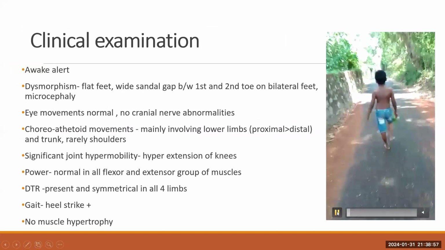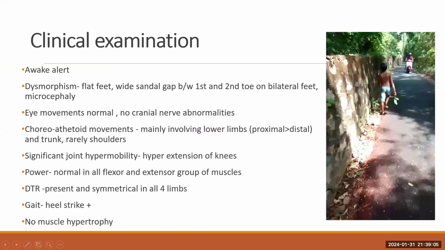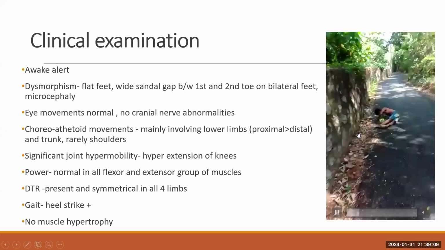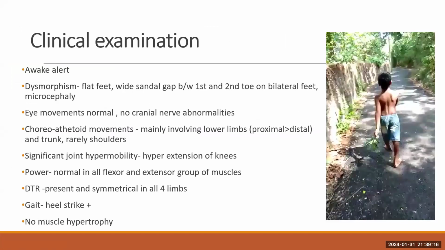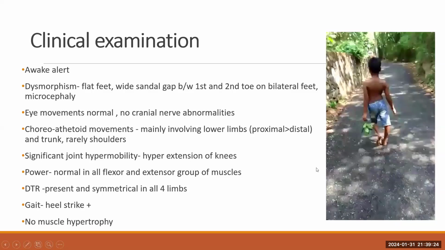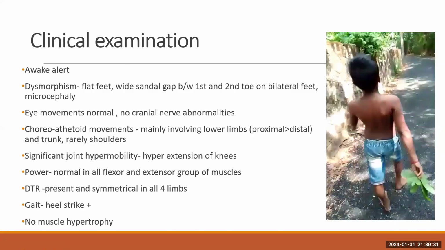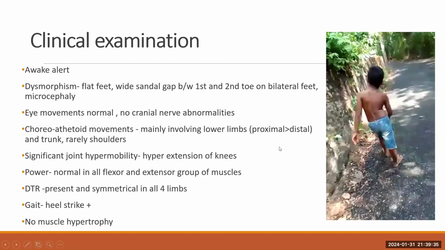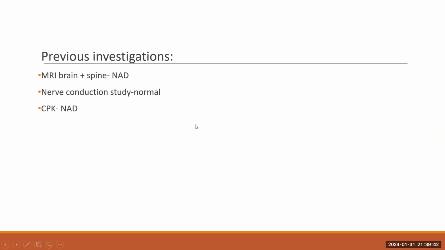This is the video of the child initially when presented to us. He had recurrent falls while walking, mainly noted after 3 years, with a gradual increase in frequency for the past 2 years, and associated with choreiform movements. Previous investigations were normal. MRI brain and spine were normal, and nerve conduction study and CPK were normal.